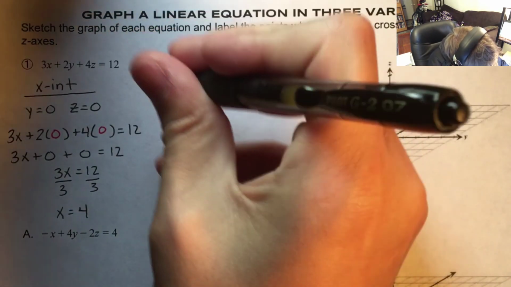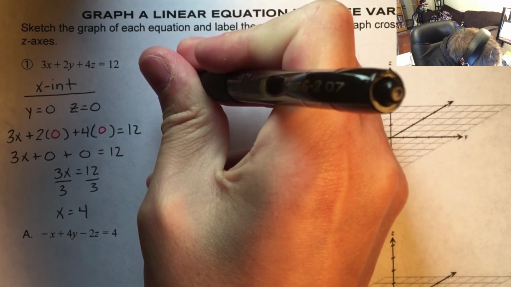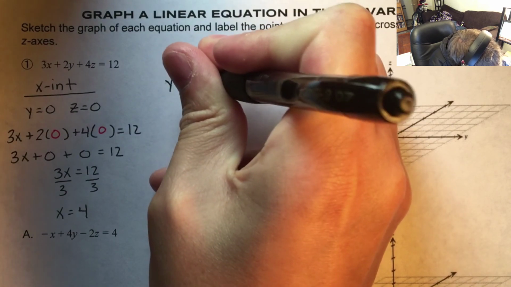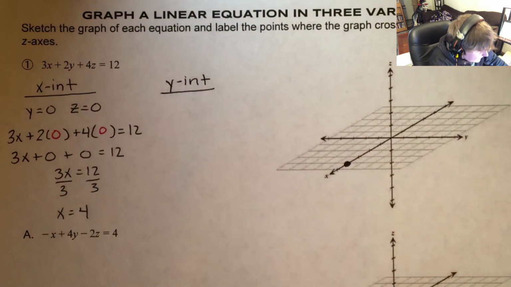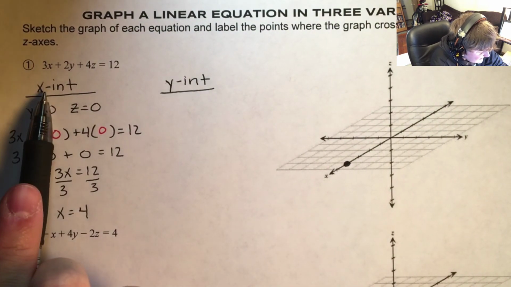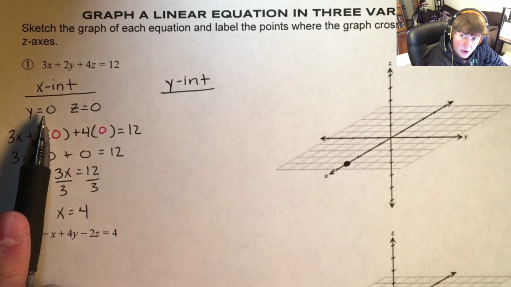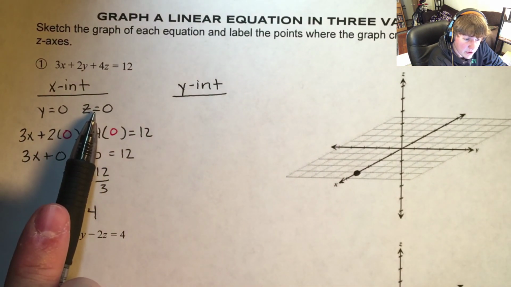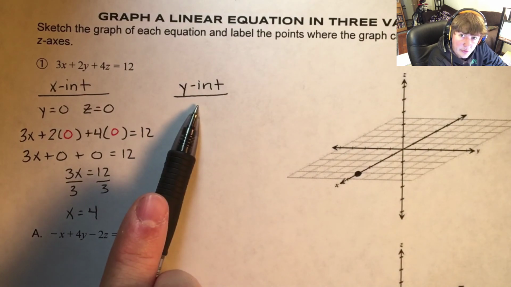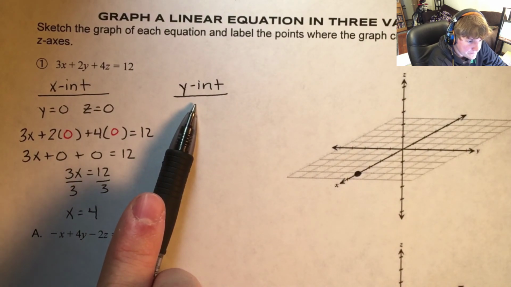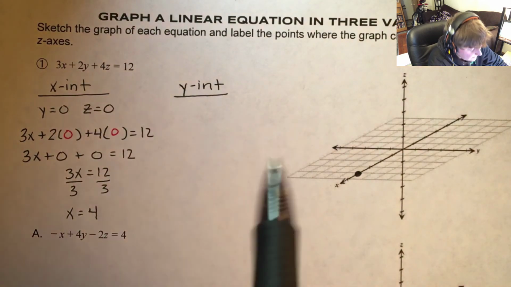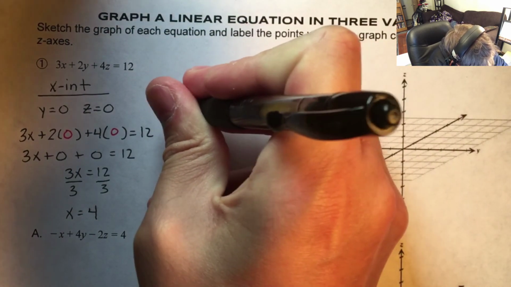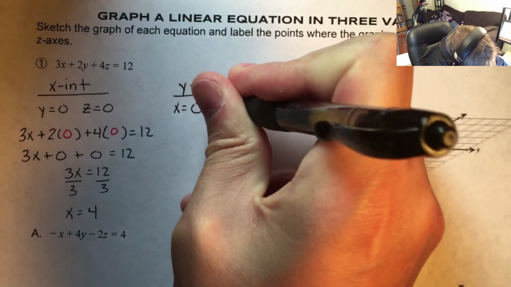Okay, now, as I look for my y-intercept, let's just think: when I'm looking for the x-intercept, I know that y is 0 and z is 0. So what variables are going to be 0 when you're looking for the y-intercept? Hopefully you're telling yourself that x is going to be equal to 0 and z is also going to be equal to 0.